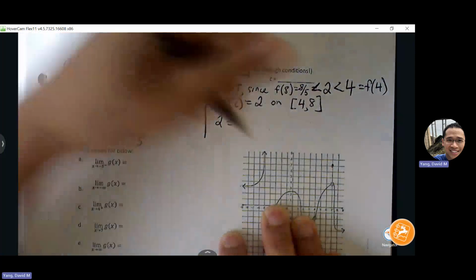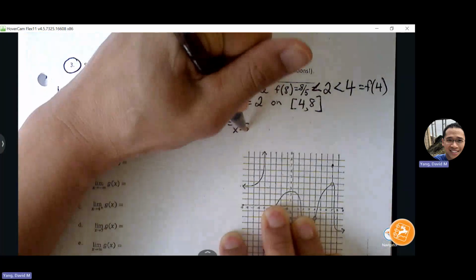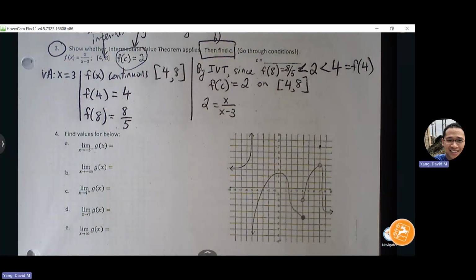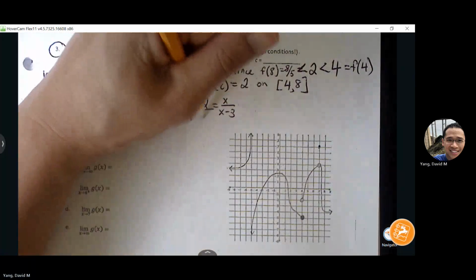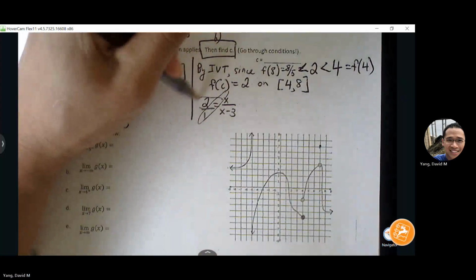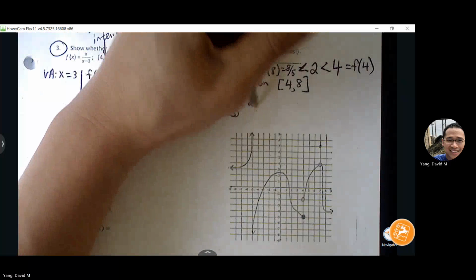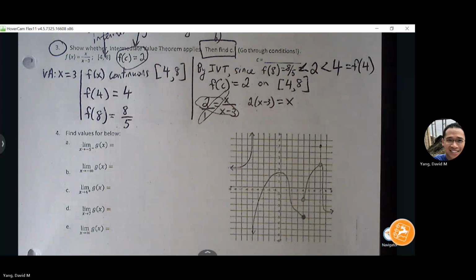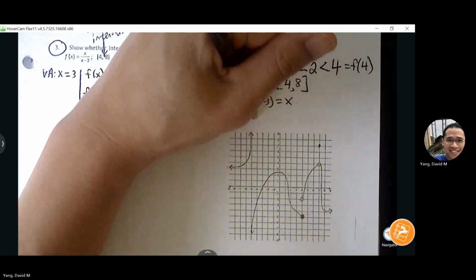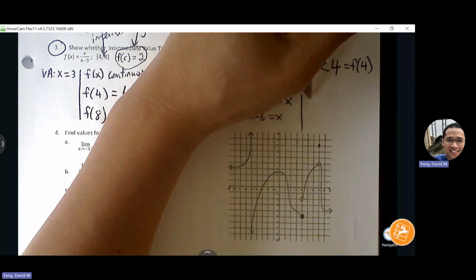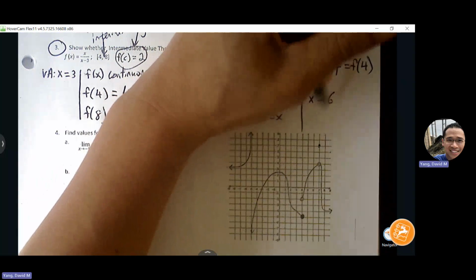2 is equal to X over X minus 3. Yeah, well, I like to put this over 1 and cross multiply, that's my preference. Let's bring our X over to one side. 2x minus 1x is X. X equals 6.